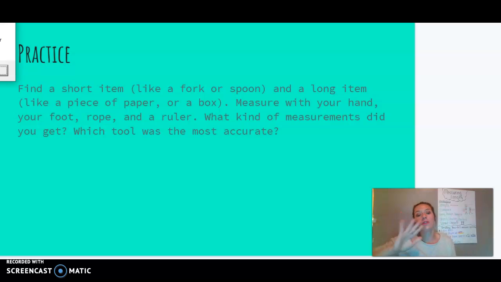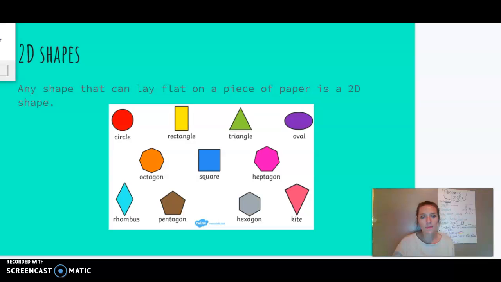I want you to measure it with your hand, your foot, if you have rope or string, and a ruler if you have a ruler. And I want you to tell me what kind of measurements you got and what tool was most accurate. Like, can somebody use their hand against your hand and get the same measurements compared to using a ruler? Okay, so that's just for practice.